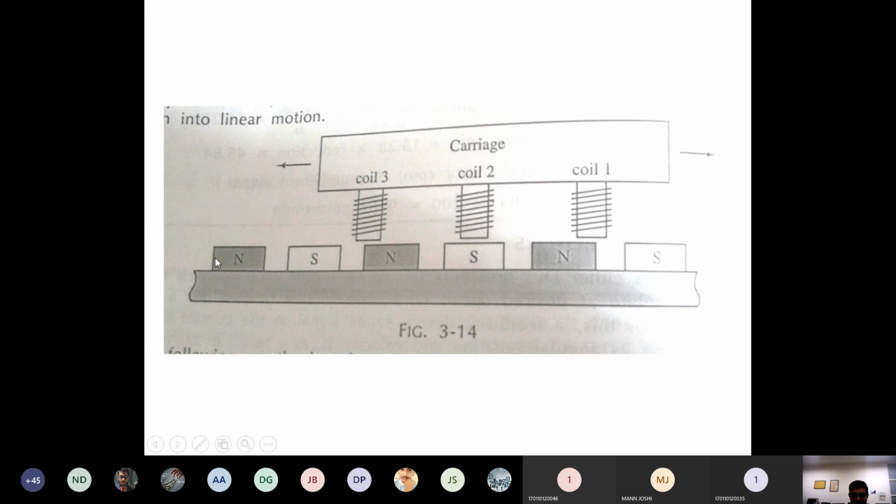This is a figure of a linear motor. It is connected with north and south magnetism, and on the upper side there is a carriage. So how is the carriage moved in a linear motion? There is no rotary motion. If you observe this figure, we get linear motion like that, in both directions.